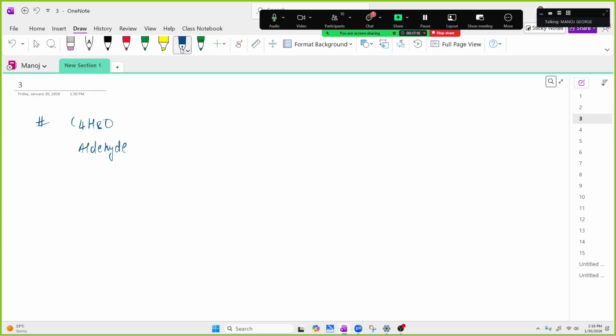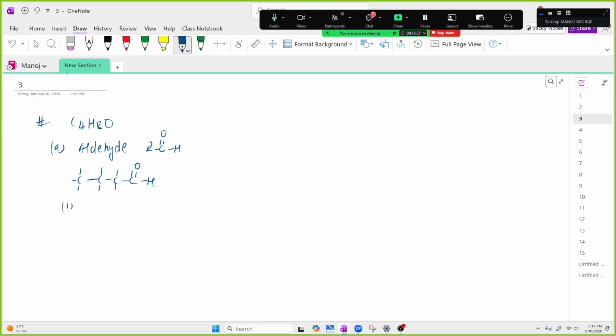So first of all, let's work with aldehyde. How many aldehydes can you get? Are you getting one aldehyde or two aldehydes or three aldehydes? Can you tell me? 1, 2 or 3? How many can you get? You can do some rough work. So I know this is an aldehyde, correct? Isn't that an aldehyde?